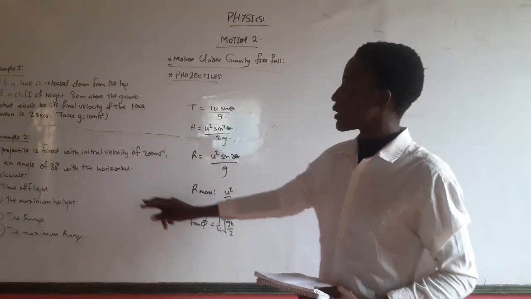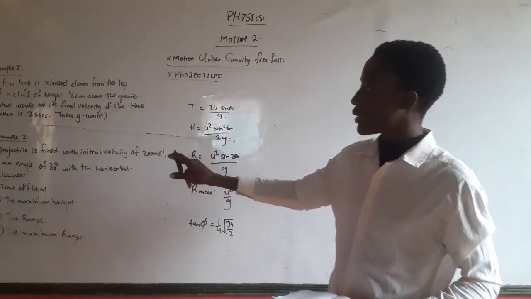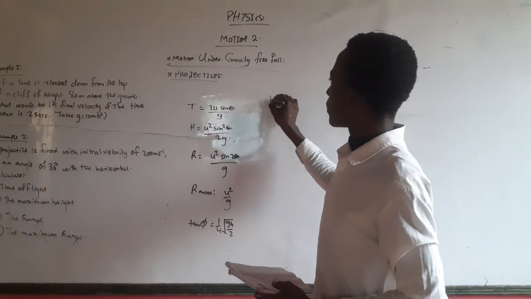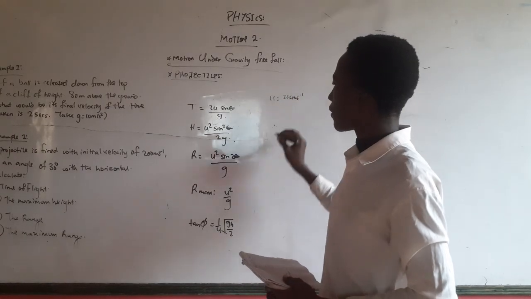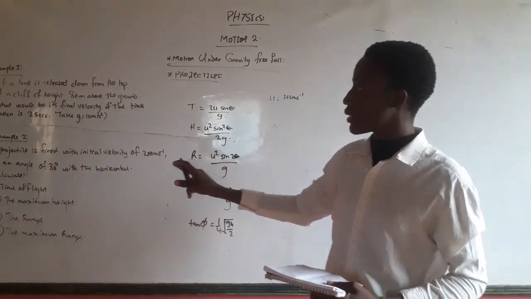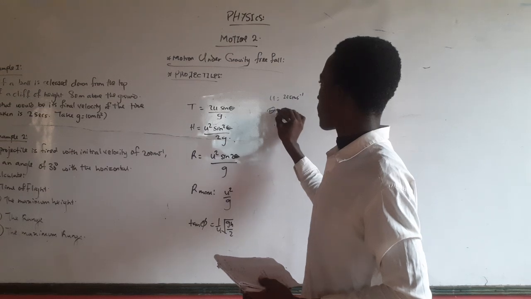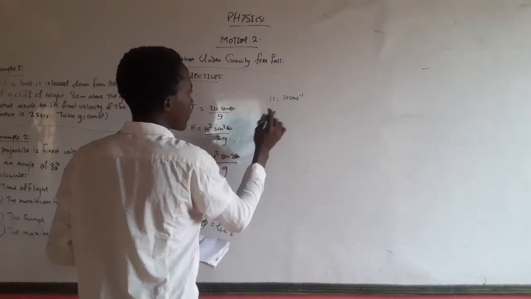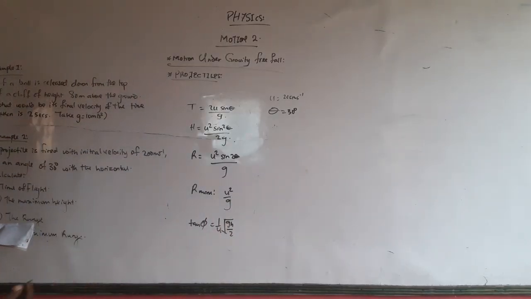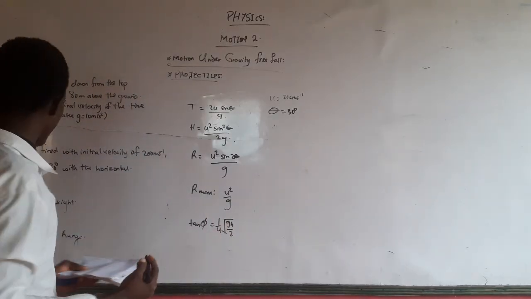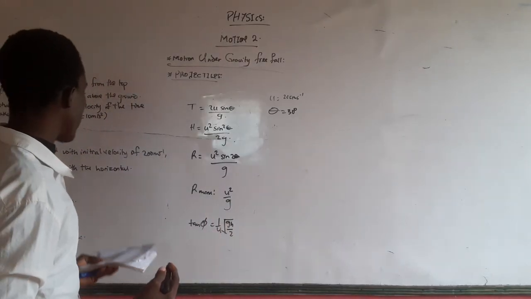Now, the projectile is thrown with an initial velocity. So u is given as what? 200 meters per second, at an angle of 30 degrees. So theta is given as 30 degrees with the horizontal. Do you understand that? Then we are asked to find the time of flight, the maximum height, and everything.